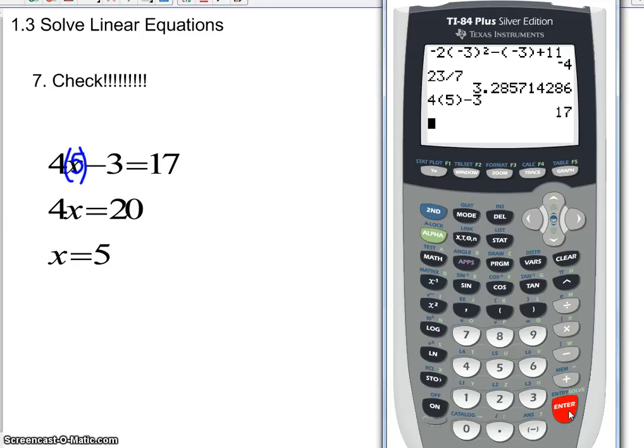Even when I have those big, long, ugly expressions on both sides of my equal sign, I can do the same thing. I evaluate for the left side, evaluate for the right side, and hopefully get the same thing.